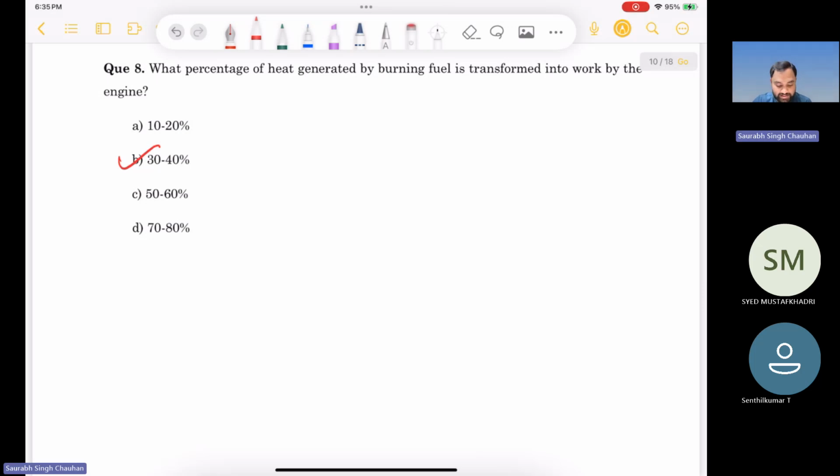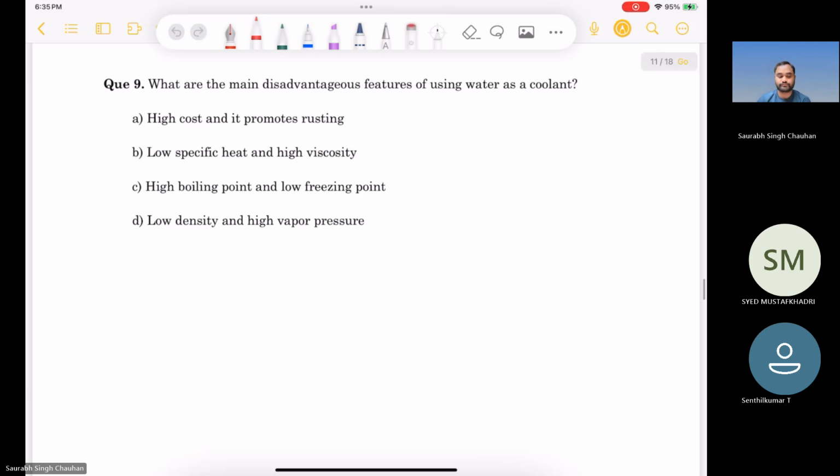Now let's move to question number 9. Question number 9 says, what are the main disadvantageous features of using water as coolant? We have discussed that engines are either water cooled or air cooled, or there can be some other coolant. But coolants like water and air are easily available, so most of the time these are used as coolant. There can be certain additives. In this question, it is asking what are the disadvantages of using water as coolant.